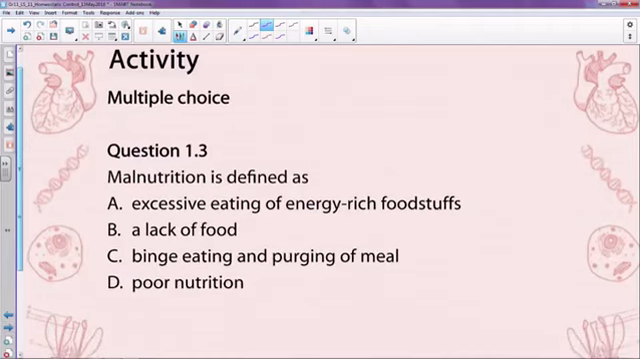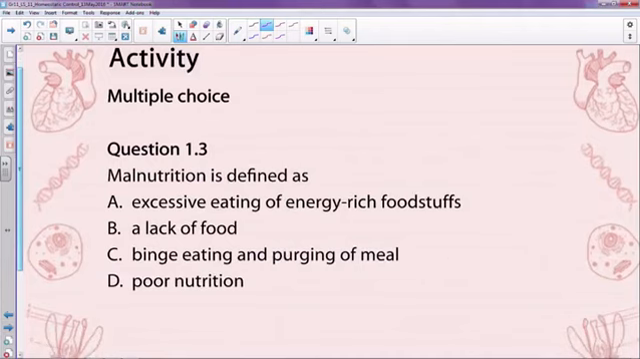1.3. Malnutrition is defined as. As we did this, is it excessive eating of energy-rich foods? I doubt. Lack of food? I doubt. Binge eating and purging of a meal? That's definitely not it. Or is it poor nutrition?